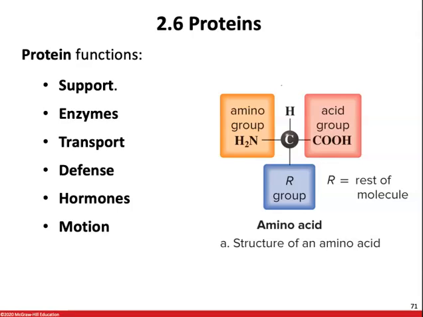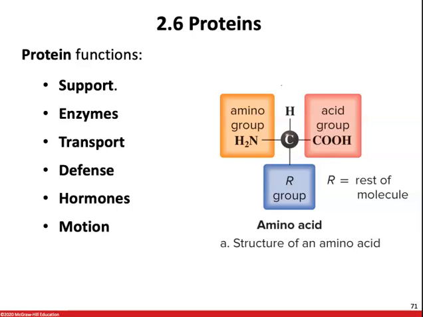2 or more amino acids joined together are called peptides. Long chains of amino acids joined together are called polypeptides, poly meaning many. A protein is a polypeptide that has been folded into a particular 3-dimensional shape, which is going to be absolutely essential for its proper functioning.